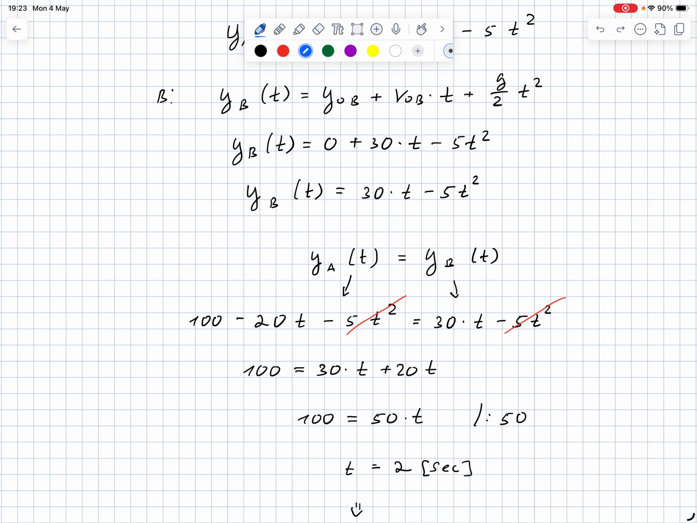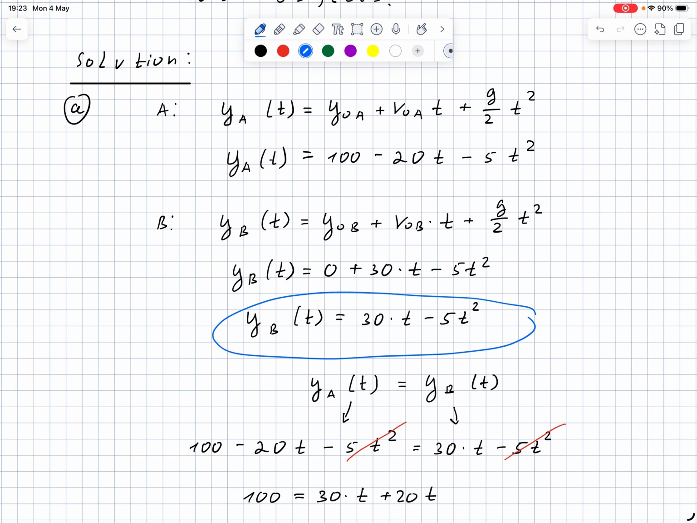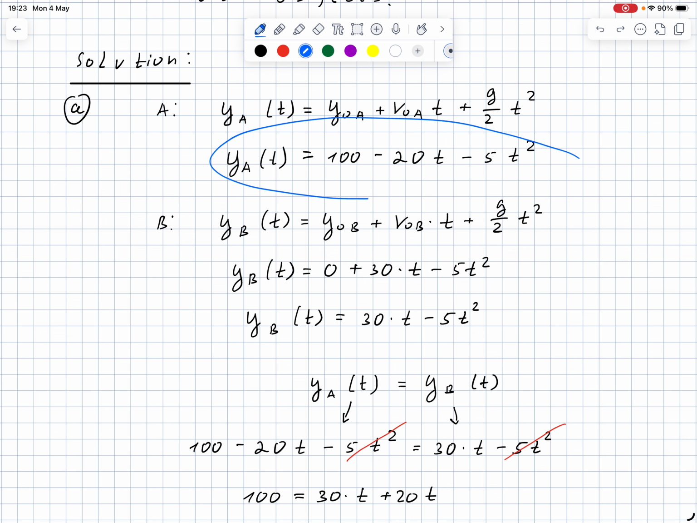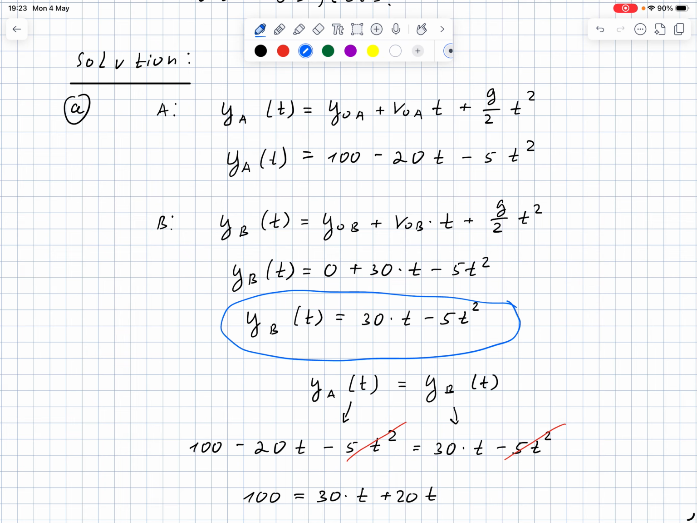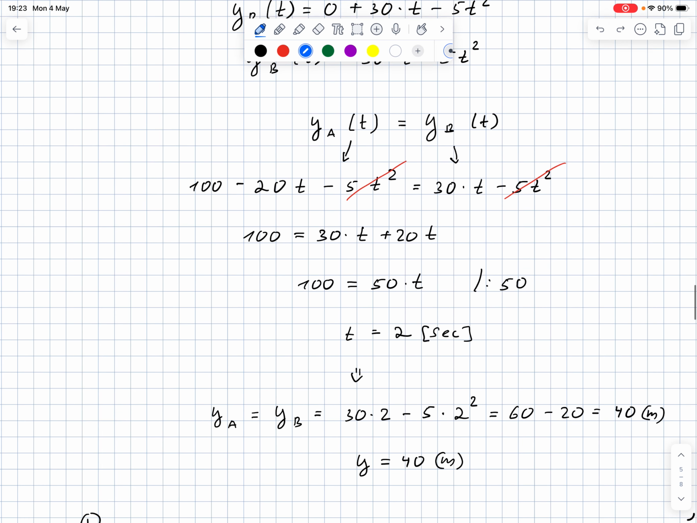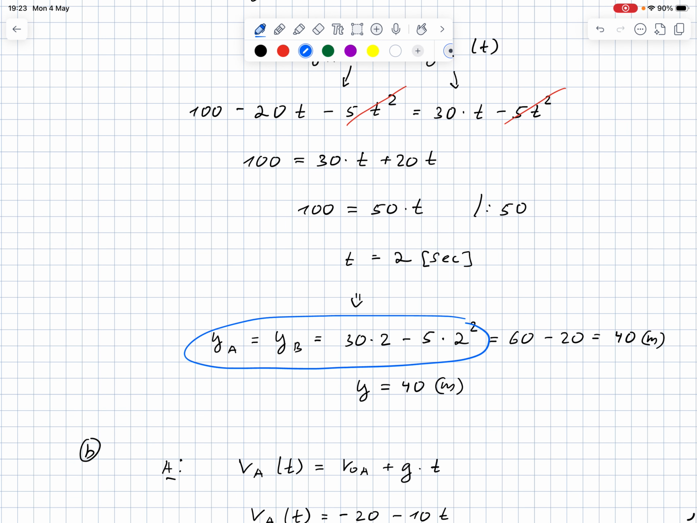So we're going to use the expression for y of B or the expression for y of A. I'm going to use this expression because we see that there are fewer parts in it. We're going to substitute t by 2 seconds. Let's see here. yA equals yB equals 30 times 2 minus 5 times 2 squared. Finally, the position of both objects when they pass each other is 40 meters above the ground. This is the solution for part A.